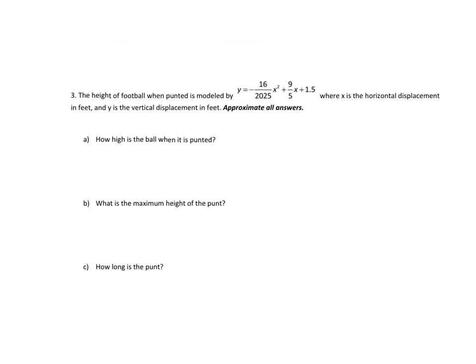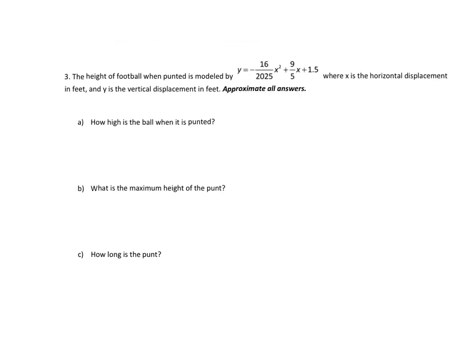Okay, next. The height of a football when punted is modeled by all of that, where x is the horizontal displacement. So how far it would travel. If a ball is following a negative x squared, that would be an upside down parabola like this. So x is the distance it travels horizontally and y is the displacement vertically. And we want to know how high the ball is punted. So let's say the graph looks something like this. We want to know the height at that point. Well, that would be the y value of the vertex.